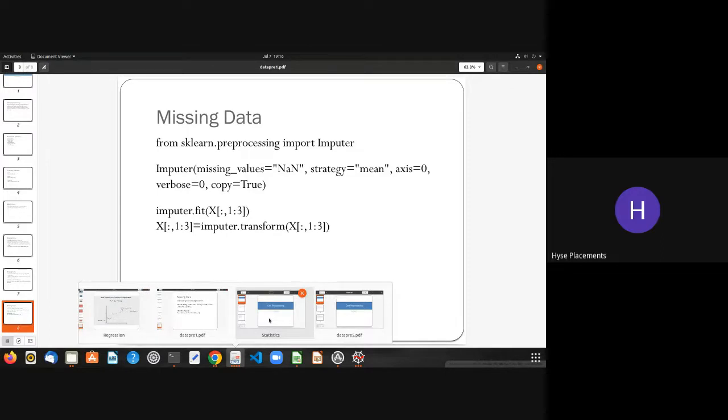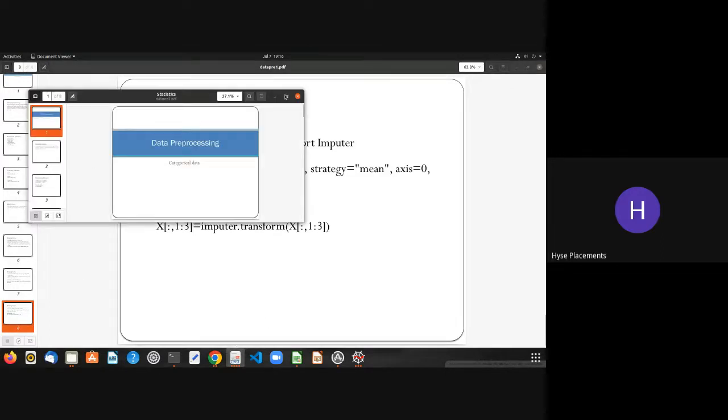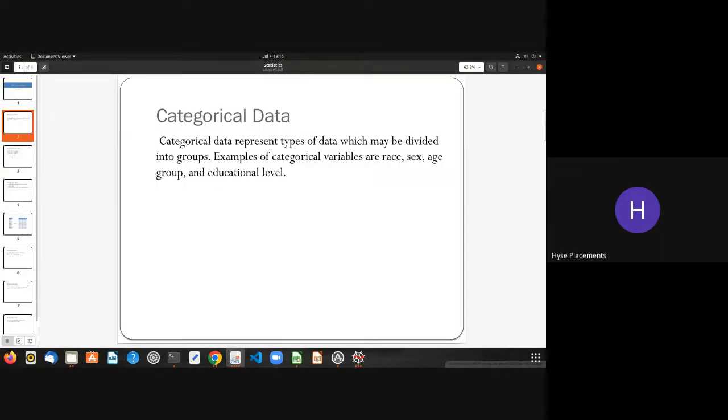Here it is. Categorical data represent types of data which may be divided into groups. Examples of categorical variables are race, human race, male, female, trans, everything. Sex, male, female, age group, and education level. Okay. Yeah, hold on for 1 minute, guys.